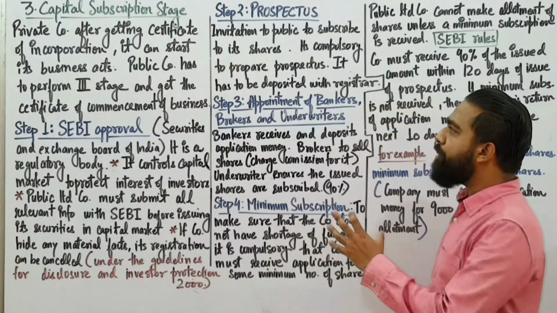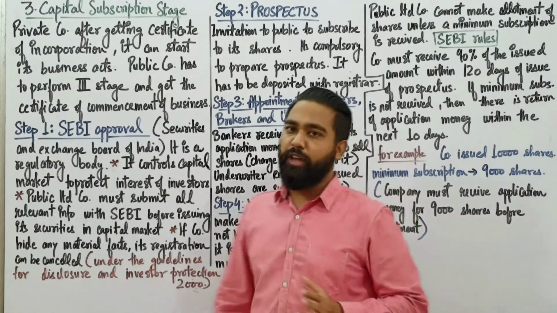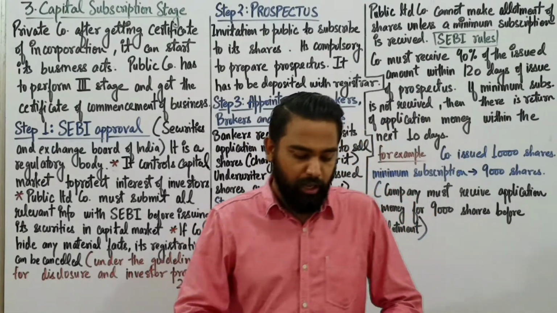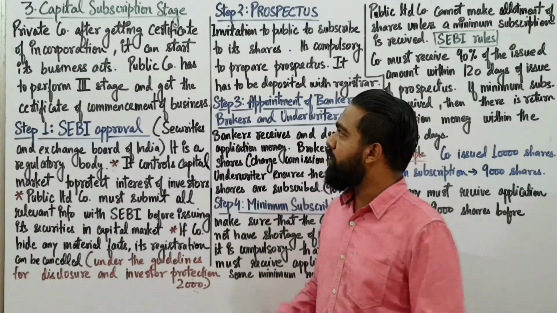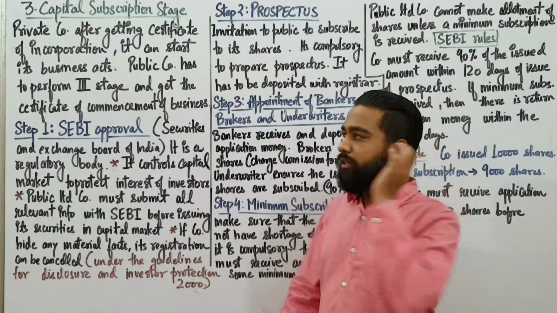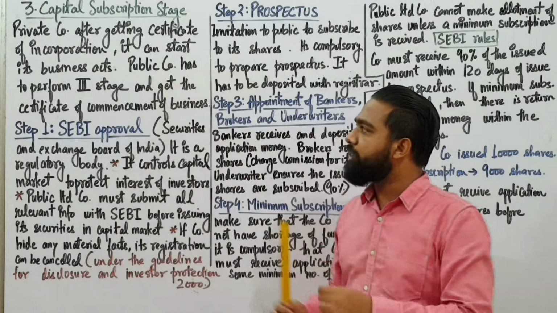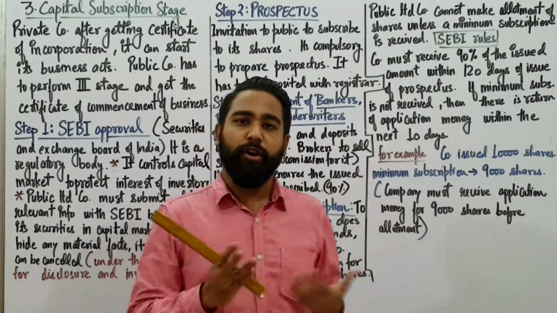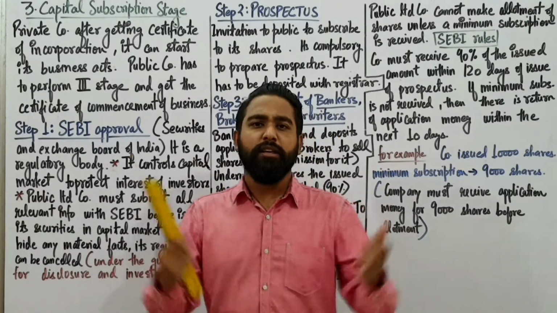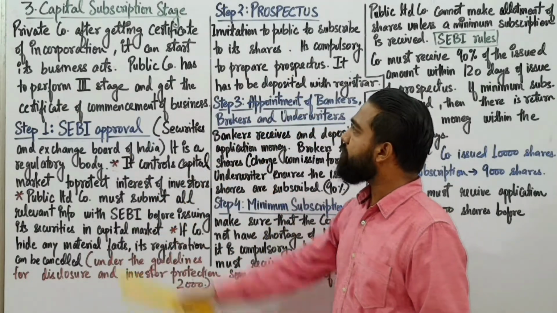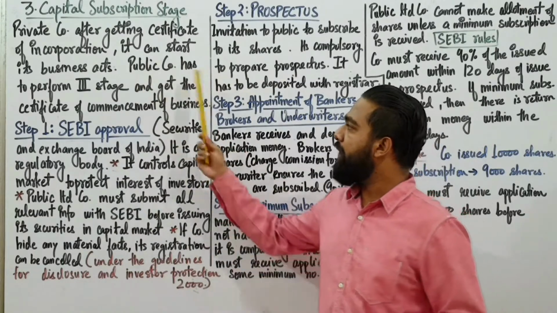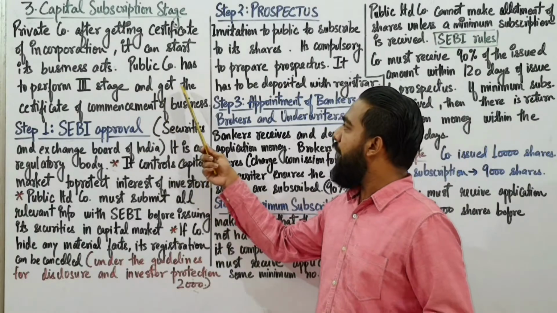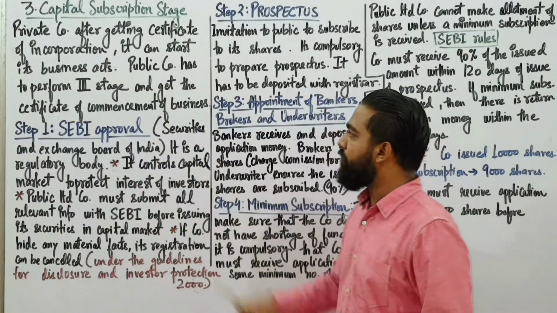Now, the private company, after getting the certificate of incorporation, which we studied in the previous video, can start its business. They don't have to wait for other formalities. They can finally start their business. But in case of a public company, it has to perform the third stage and then get the certificate of commencement of business.